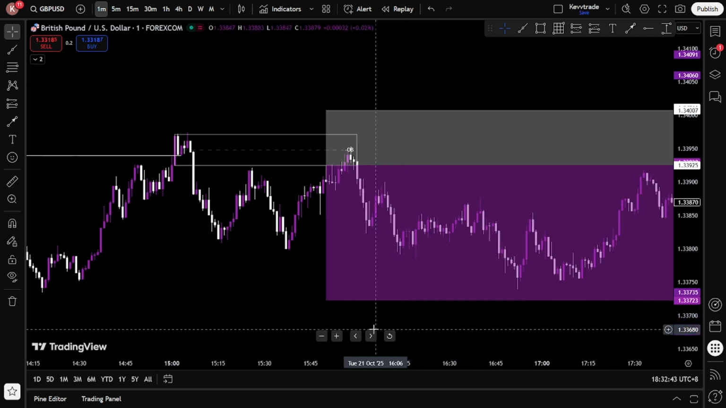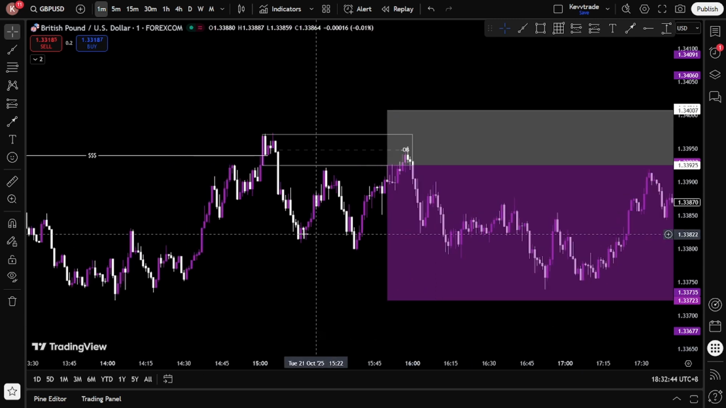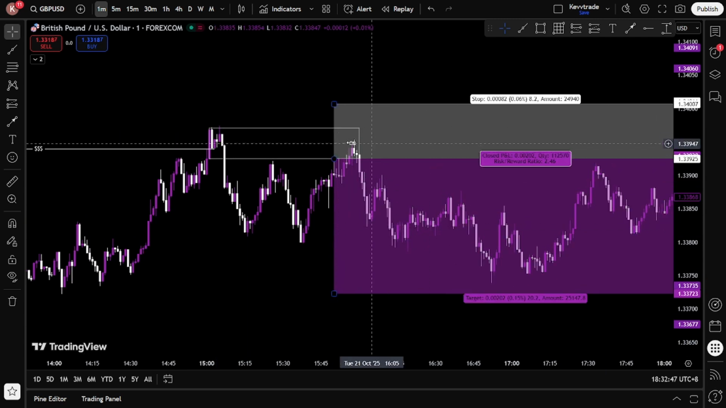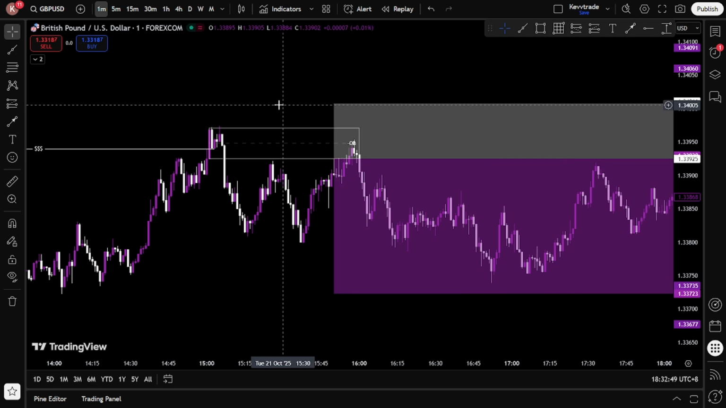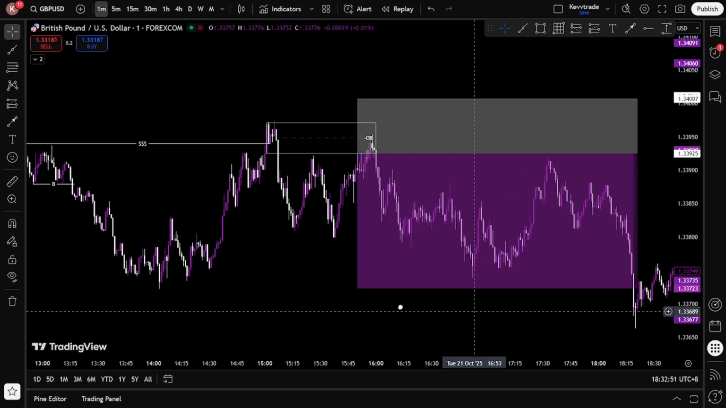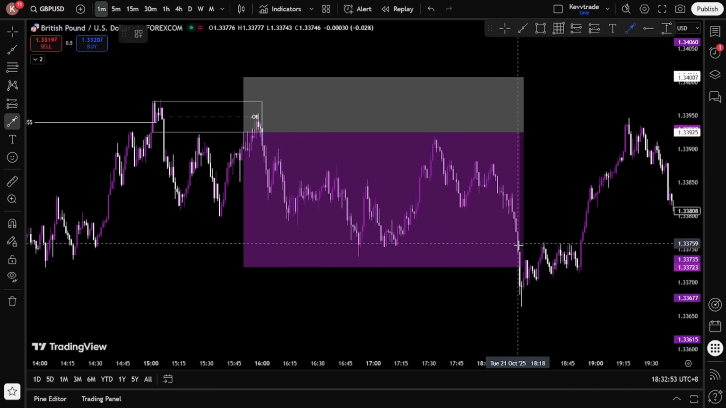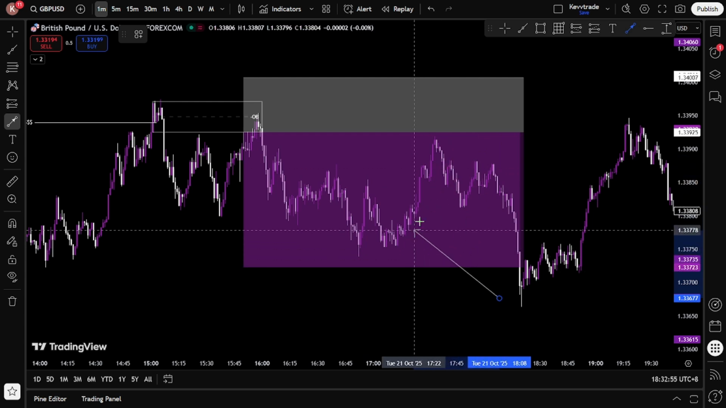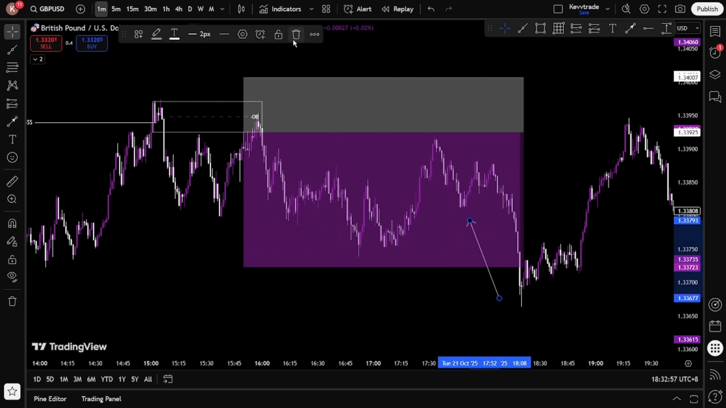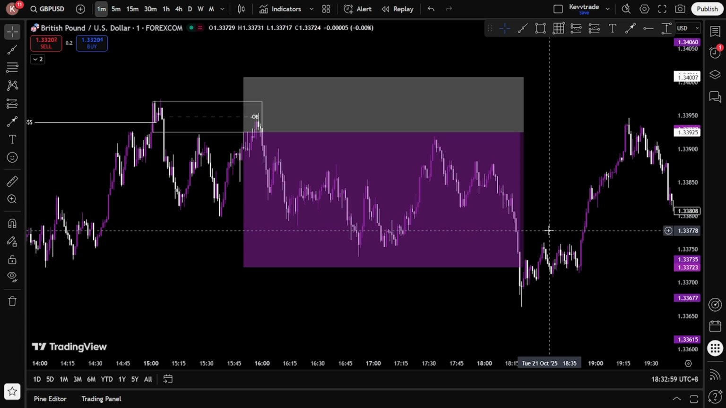And price didn't really give me any drawdown, right? It didn't break the order block or anything. It gave me a clean TP, although there are slight expansions over here. But yeah, price overall hit my TP. Not too much to explain about this trade because it's almost all the same.